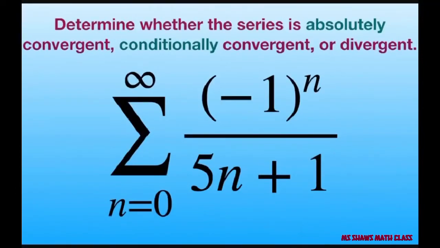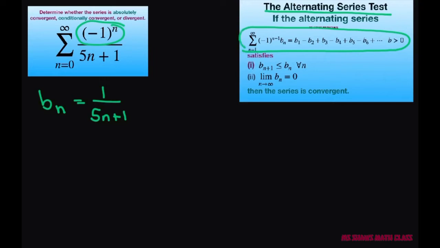Hi everyone. We're going to determine whether the series is absolutely convergent, conditionally convergent, or divergent. So the first thing we're going to do is use the alternating series test to determine if our series is convergent. So if you look at this, I'm going to let b sub n equal 1 divided by 5n plus 1, because I can pull this out. And I'm making it look like this formula here. And this is positive, and that is for n is greater than or equal to 0.